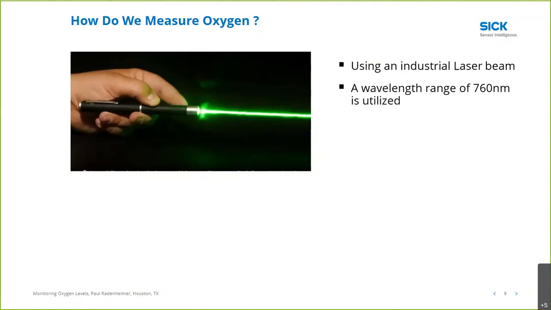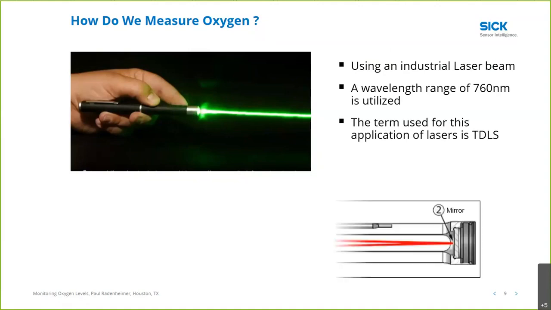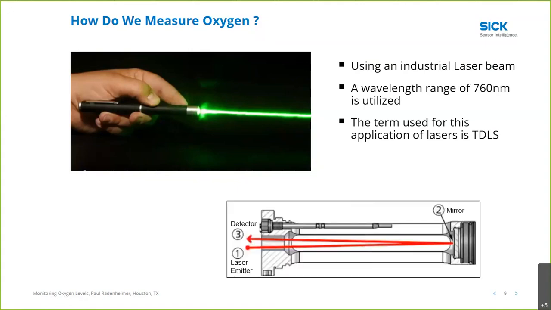In this case, we use a laser beam which has a wavelength range of around 760 nanometers. And the term for this application of lasers is TDLS. More into that later. Now, if we were just using the handheld laser as we indicate above, all we have is a laser beam, but we would not have the ability to make a measurement. What we need is both the laser emitter and we need a detector. But there's no way to get the laser beam to the detector in the top photo. But in the bottom, we have an open measurement cell with a mirror. The mirror reflects the laser beam back to a detector and enables us to make a measurement.